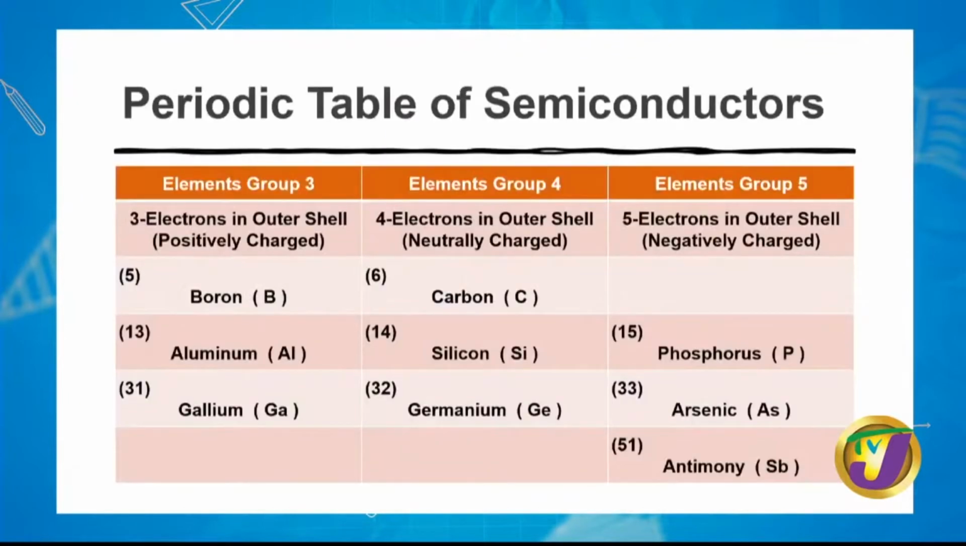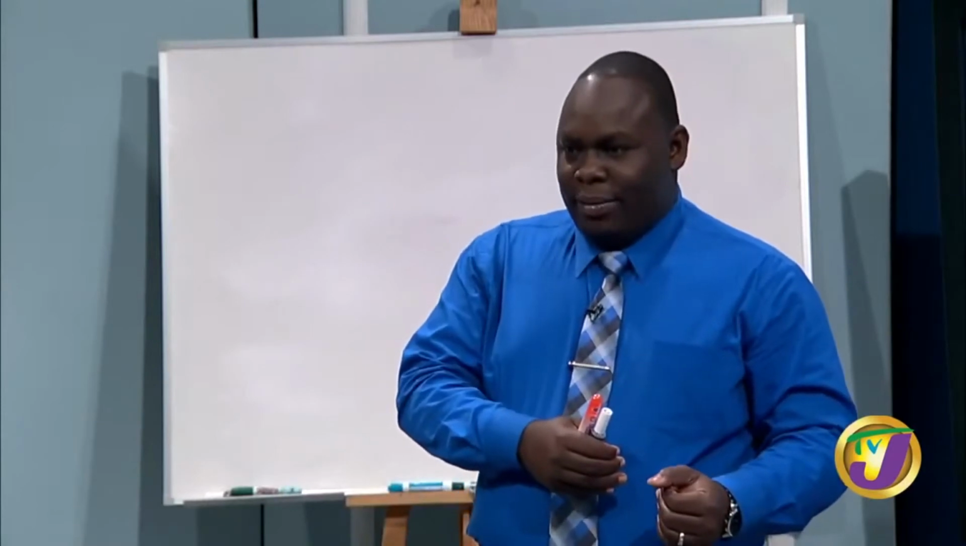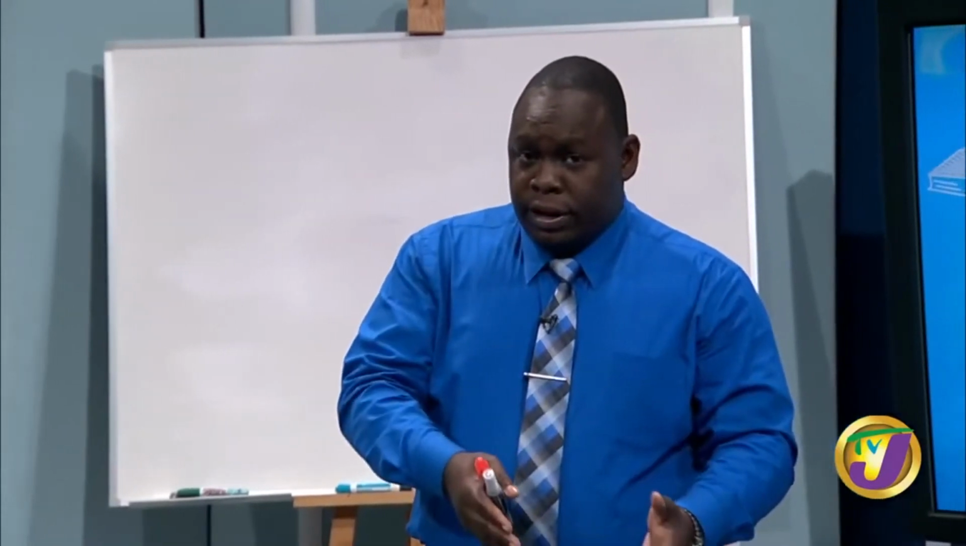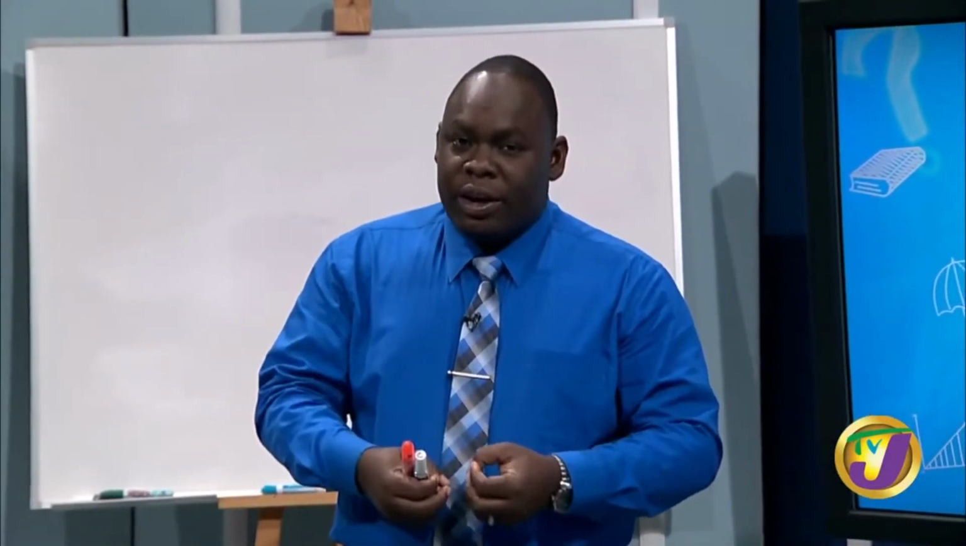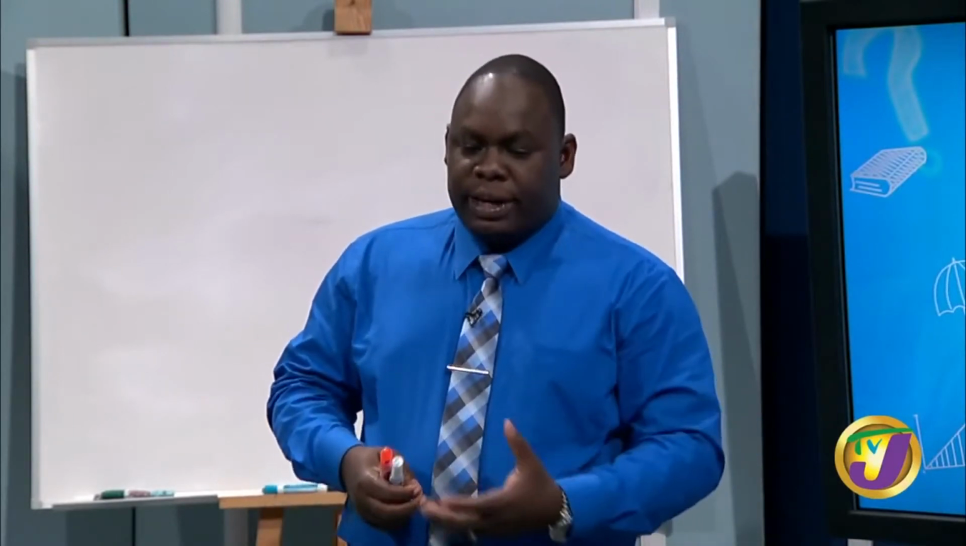But here's the question. Where will you get the material from to add to the pure semiconductor? Where would you get the dopant from? Well, as we mentioned earlier, silicon and germanium are group 4 elements. So in order for us to get the impurities, the impurities have to come from a neighboring element. The neighboring elements to group 4 are group 3 and group 5. And that is where we'll be getting the impurities from.